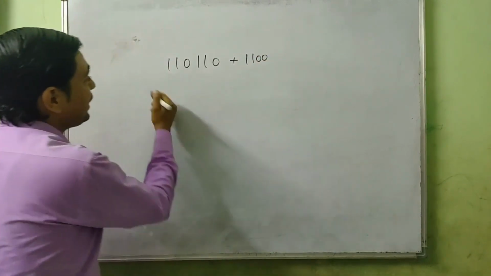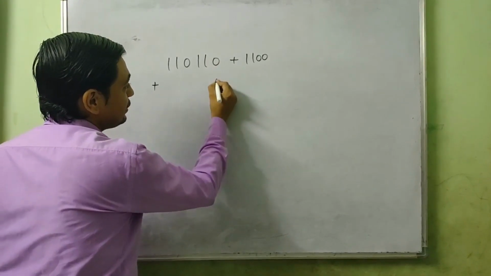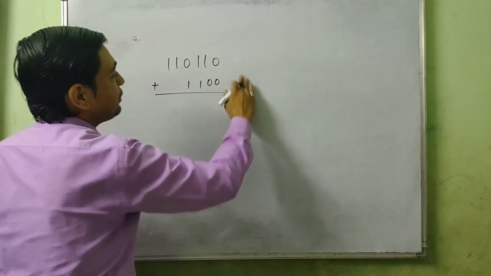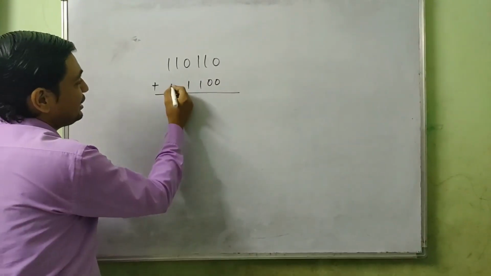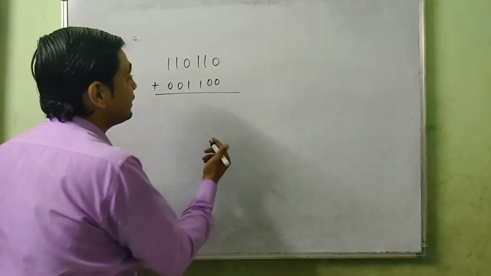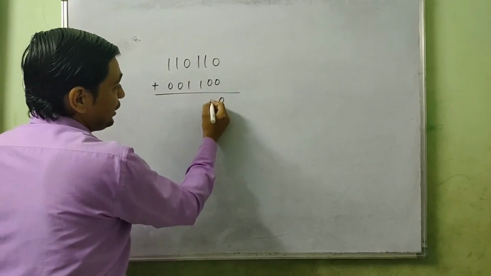Okay, so we'll simply add it. We have to be careful about the digits, so their place is just like in the decimal number system. We have to be careful about the places. These leading left places can be filled with 0 if no digit is there. Now you simply add: 0 plus 0 is 0, 0 plus 1 is 1.